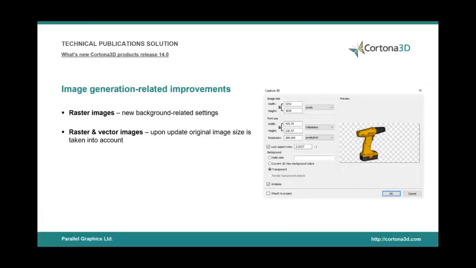Another quite important change in logic of the image generation is that the original image size, that is width and height, are both taken into account when you subsequently update illustration. In the past, upon update, only the currently set width and height of illustrations were taken into account. So if you had in the project several images, all of different sizes, upon update, only this single value currently set in the settings was taken into account. This is not the case anymore.